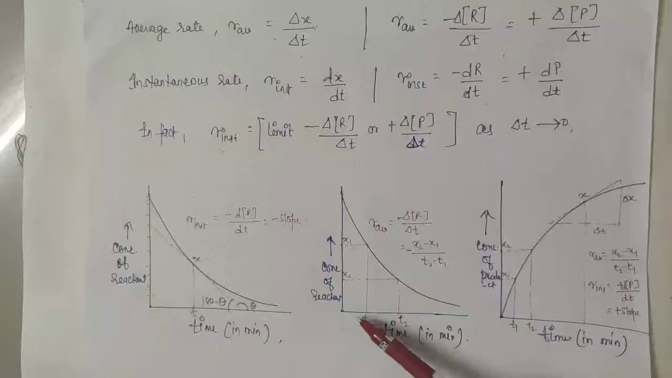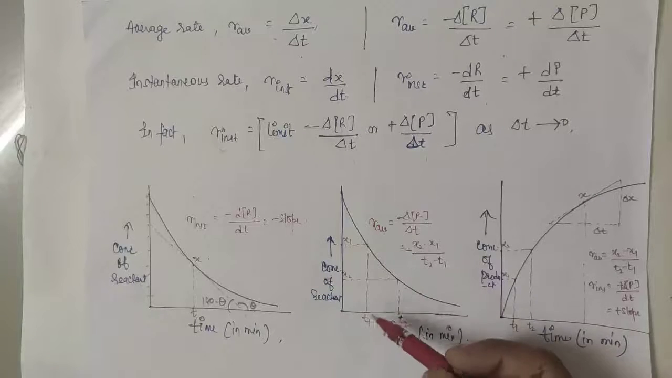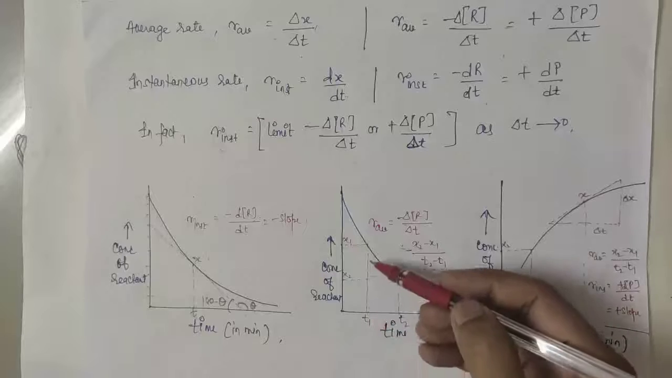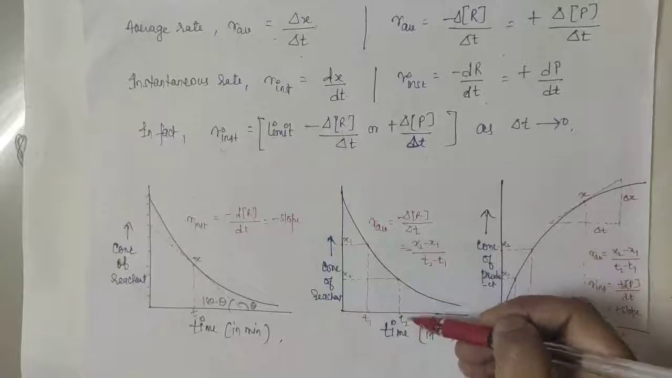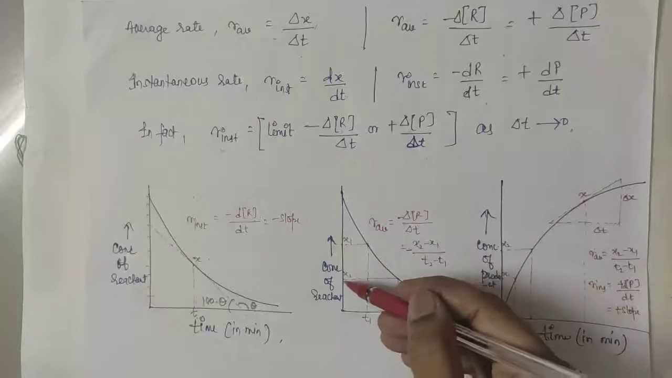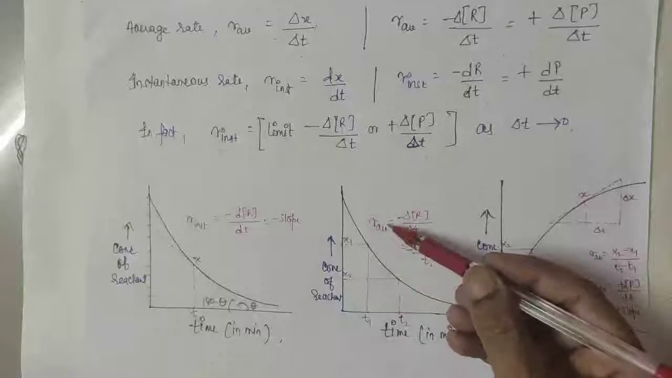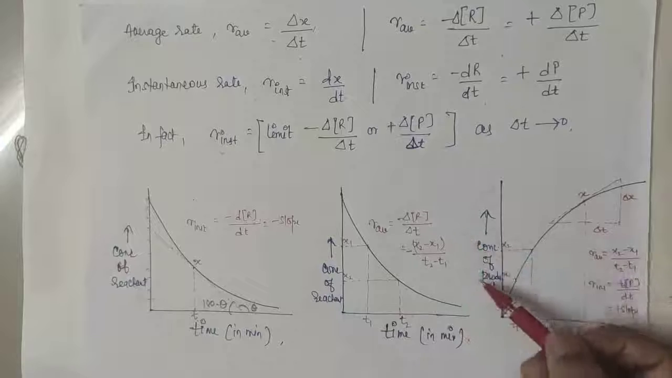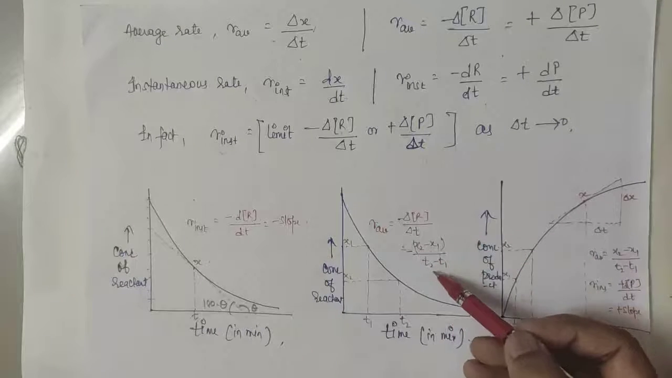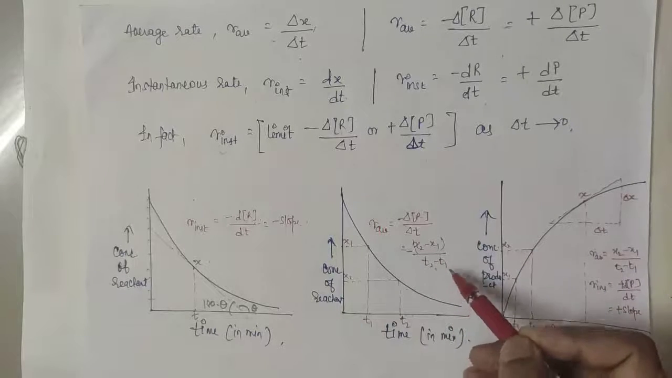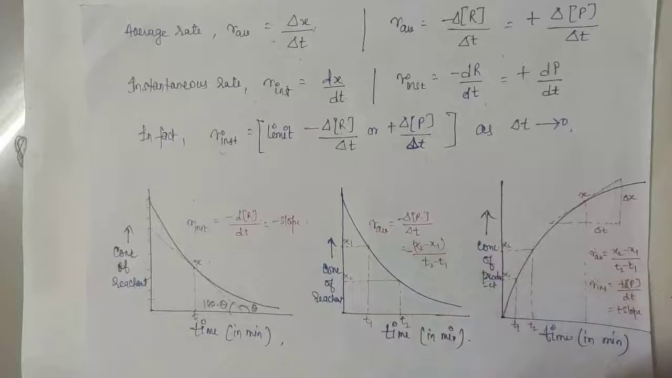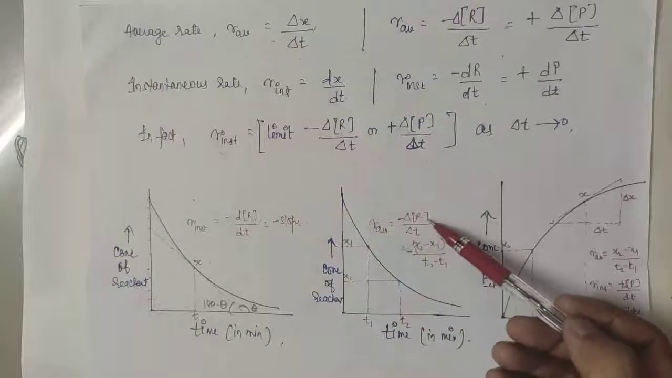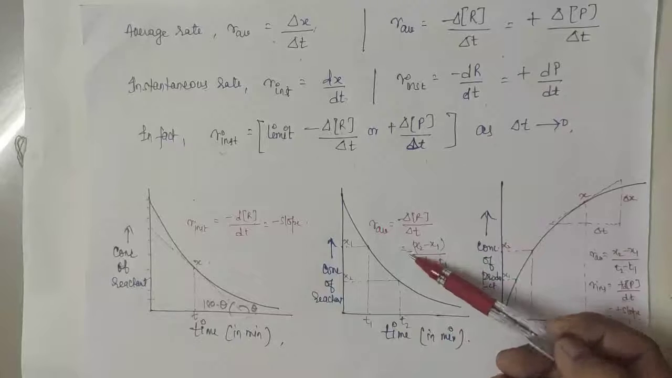To find the average rate, what we have to do? Suppose at time t1 the concentration is x1. At time t2 the concentration is x2. So to find the average rate, we will just take the difference, that is x2 minus x1 upon t2 minus t1. This will give the average rate in terms of reactant. We will put a negative sign here.